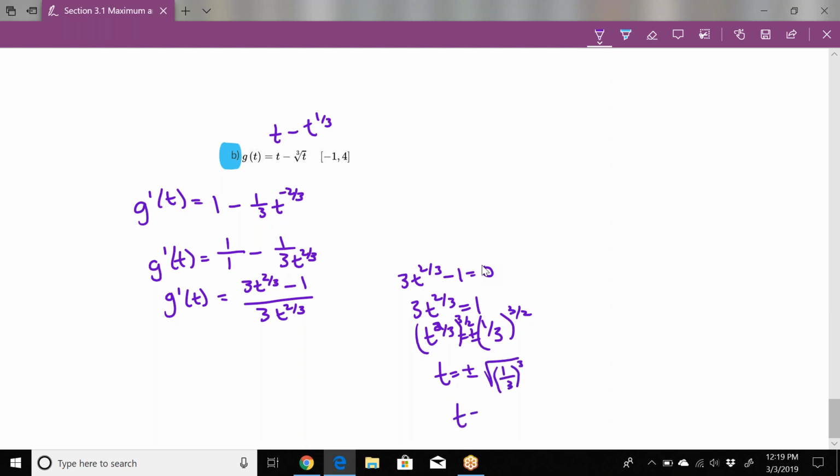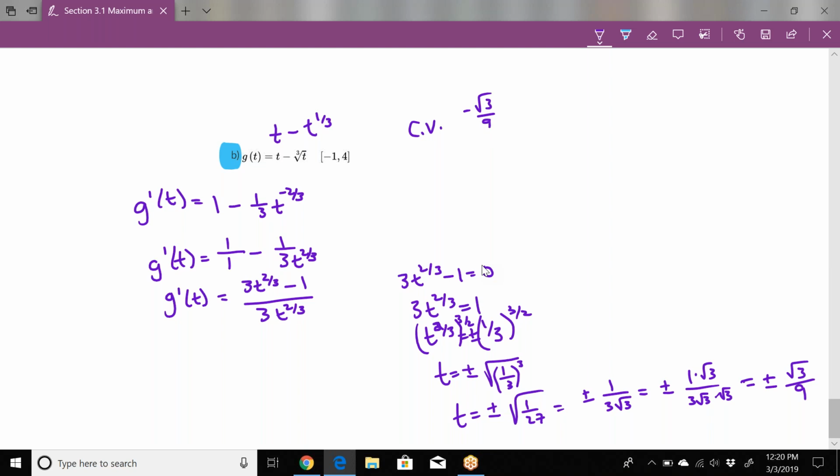So I need to cube that first. So that would be square root of 1 over 27. We're going to try to break this up. So this is plus or minus 1 over square root of 27. Square root of 1 is 1. And 27 would be a 3 on the square root of 3. And then if I rationalize that, that would be 1 times square root of 3 over 3 square root of 3 times square root of 3. This ends up being plus or minus square root of 3 over 3 times a 3, which would be 9. So two of my critical values or critical numbers are negative square root of 3 over 9 and positive square root of 3 over 9. The other one comes from the denominator. Now, luckily, this is equal to 0.